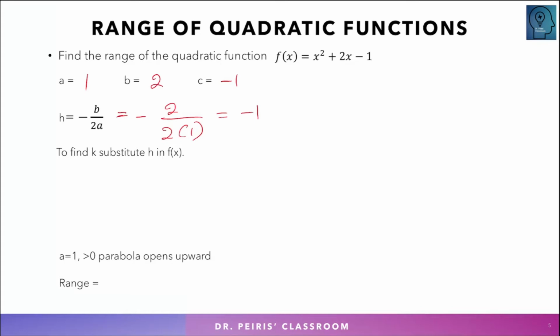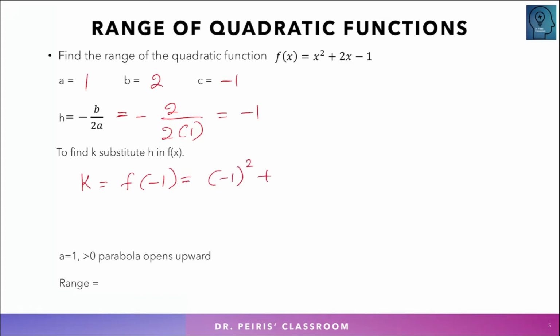To find the vertex, or to find the value of the k, that is what we need to write down the range. So to find the k, we substitute the value that we found for h. So h equals -1. This is going to be substituted for x, because this is the x coordinate of the vertex. By substituting the x coordinate in here, we can find the corresponding y coordinate. This is basically the k. So the k is equal to f of -1, which means we are substituting x equals -1.